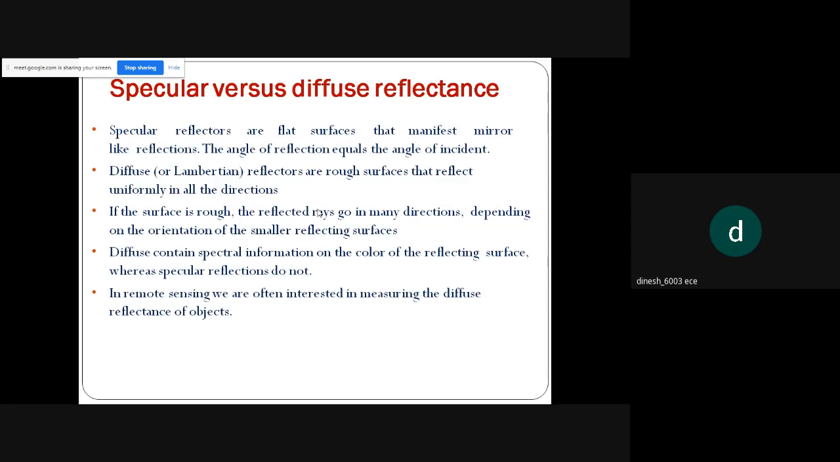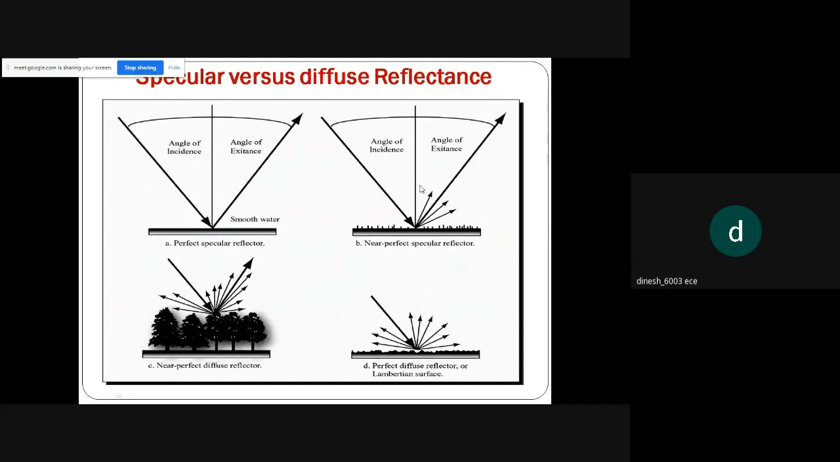You can see that if the surface is rough, the reflected rays go in many directions. If the surface is smooth, it goes in only one direction, just like a mirror. So you can see how specular versus diffuse reflectance acts. There are four cases. One is the perfect specular reflector, where the angle of incidence is equal to the angle of exitance. This occurs when light falls on smooth water.